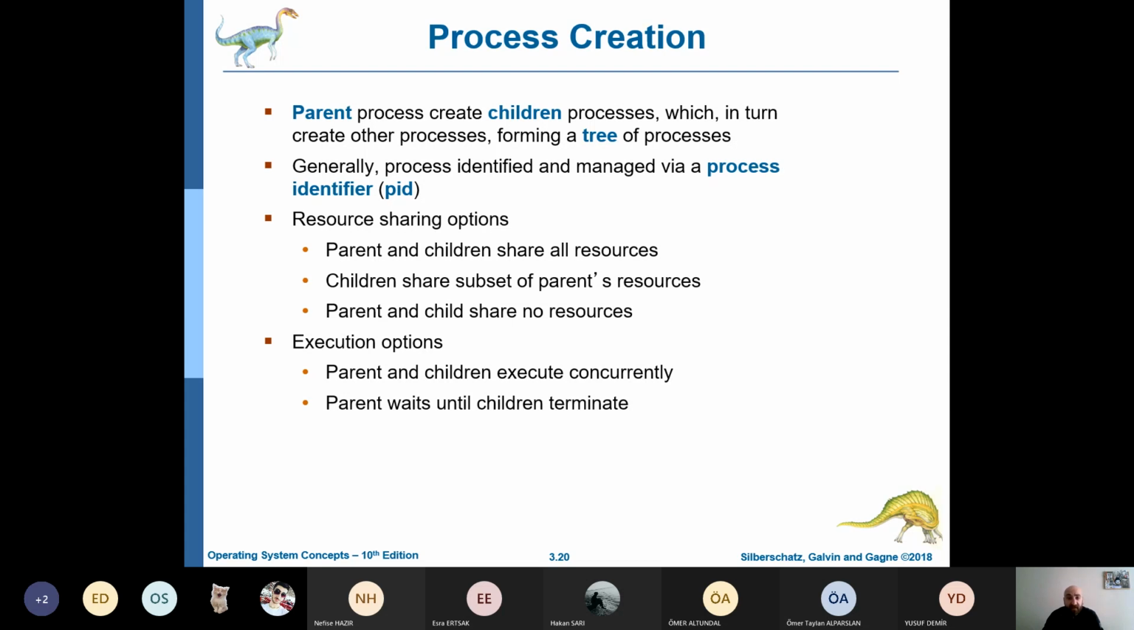When a process creates a new process, two possibilities for execution exist. The first one, the parent continues to execute concurrently with its children, and the second one, the parent waits until some or all of its children have terminated. So this is the basics of process creation.